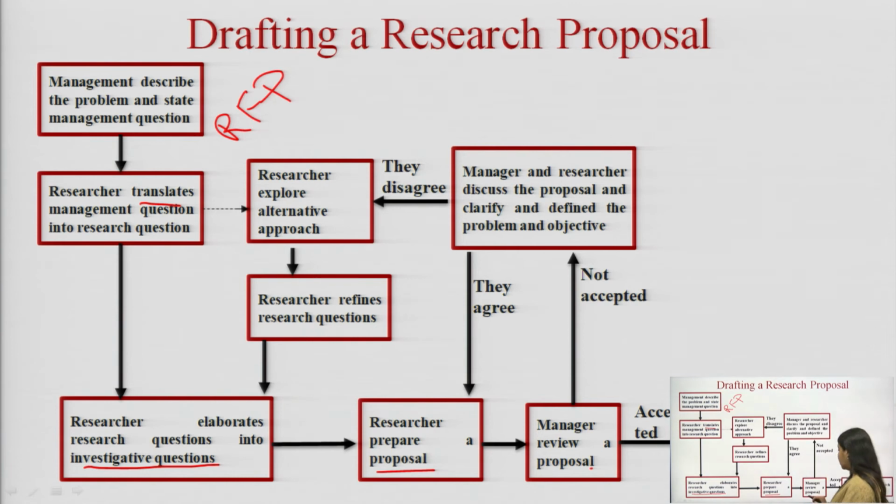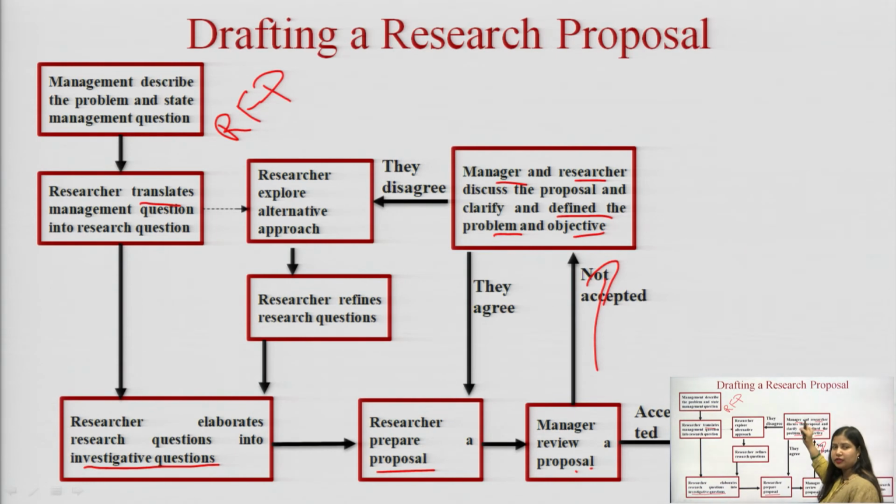Management has reviewed the proposal. If the proposal is accepted, then management approves the proposal, and in the last the research will begin. But what happens when management does not agree, when management has not accepted? In that case you are going to rewind. The management and the researcher discuss the proposal, clarify their points and define the problem and objective.